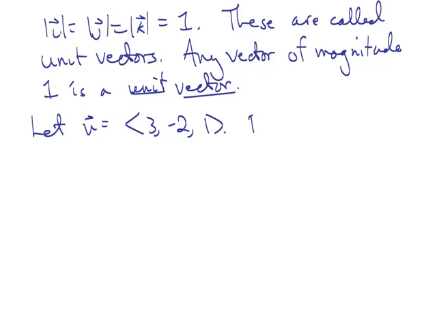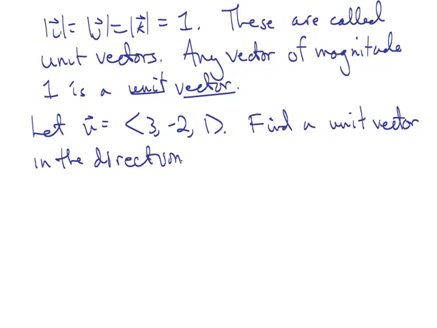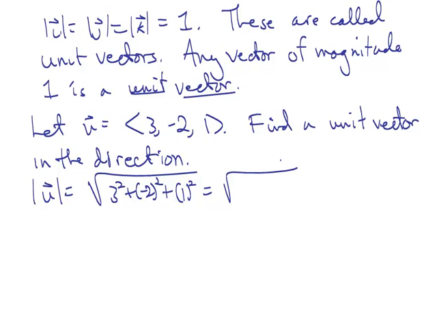What I want to do is find, let's suppose, a unit vector in the direction of u. So what we're going to do then is find the length of that vector, and then we're just going to scale that vector down to length 1. So what's the length of the vector u? Well, remember what we do. We square the components, add them together, and take the square root. So it's the square root of 9 plus 4 plus 1. That's the square root of 14.